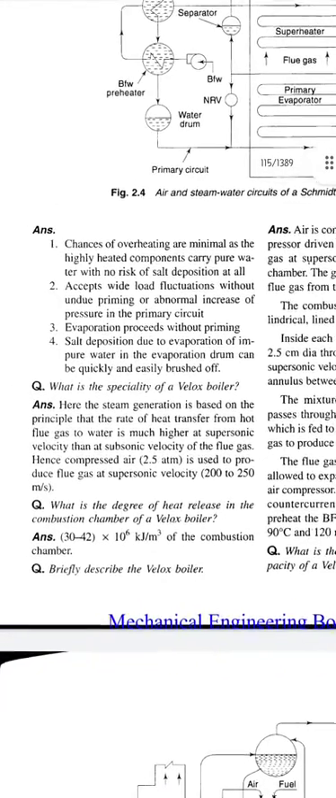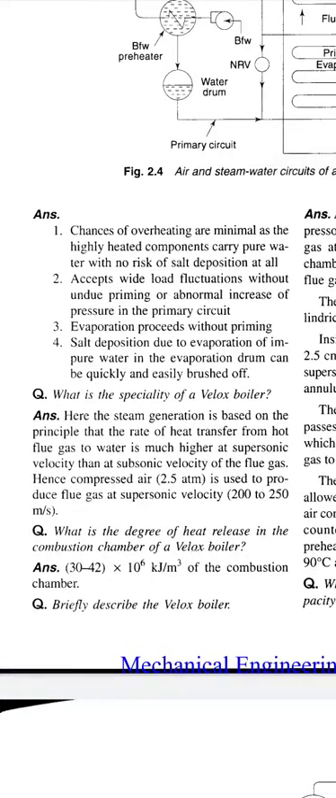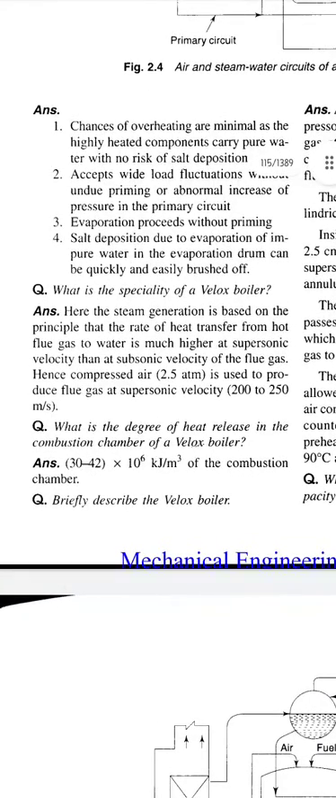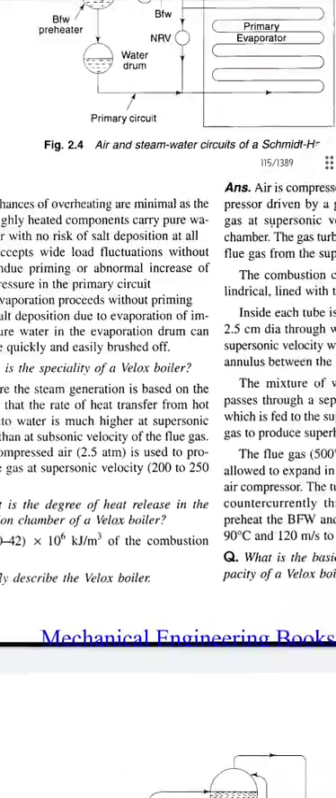The next question, what is the specialty of the Velox boiler? We have already seen that. Next question, what is the degree of heat release in the combustion chamber of the Velox boiler? 30 to 42 into 10 power 6 kilojoule per meter squared of the combustion chamber. Briefly describe the Velox boiler.